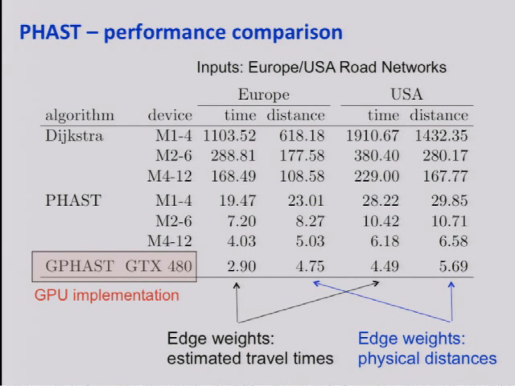And in that sense, PHAST can beat this by a factor of, I can't calculate this, like 50 or something like that. Yeah, on pretty much all the different inputs, whether the weights are estimated arrival times between cities or towns, or the actual physical distance. It doesn't matter.